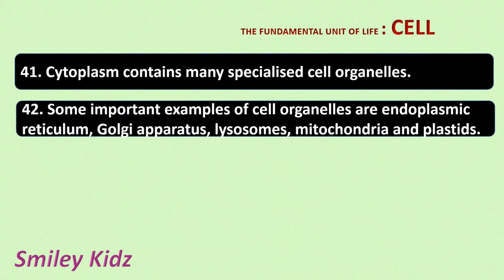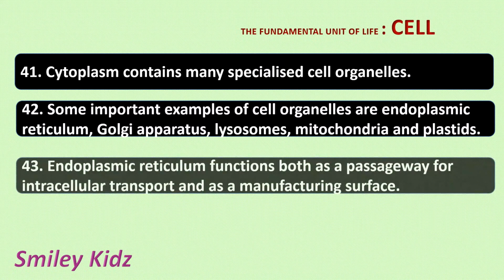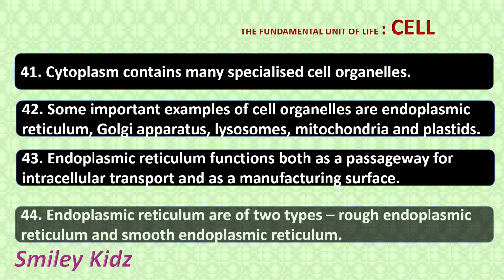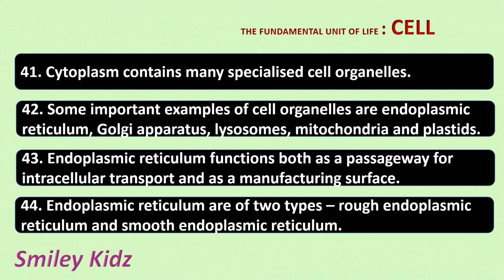Some important examples of cell organelles are endoplasmic reticulum, Golgi apparatus, lysosomes, mitochondria, and plastids. Endoplasmic reticulum functions both as a passageway for intracellular transport and as a manufacturing surface. Endoplasmic reticulum are of two types. They are rough endoplasmic reticulum and smooth endoplasmic reticulum.